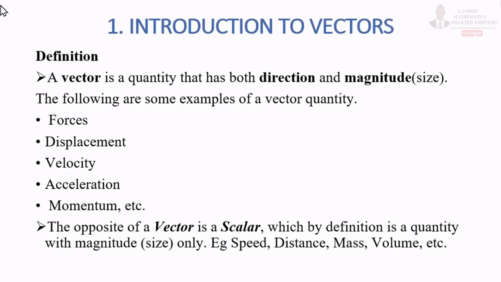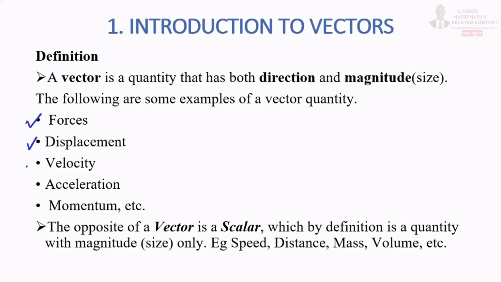And we have our examples of vector quantities. The first one is forces, which by simple term we can say is a push or a pull on a body. In here it also includes the weight, because weight is a force. Then we have another example of a vector quantity, which is displacement. By definition, displacement is the length moved in a specified direction.